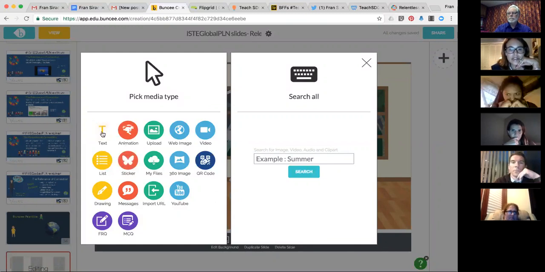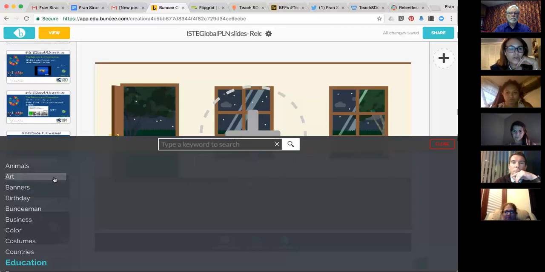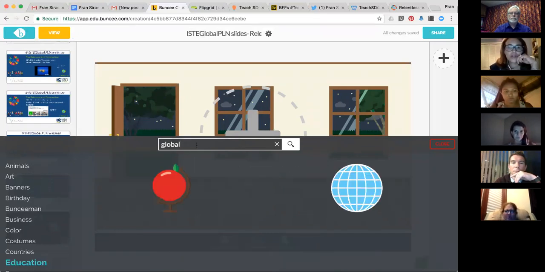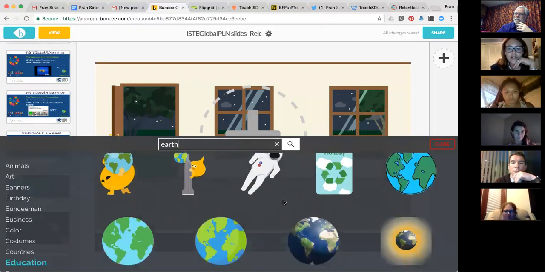So with text, they write something, and an animation is a sticker that moves, and then there's just a sticker. So we were talking about global. I'm going to type a keyword to search, and I might write global, or I might write Earth, and see what options come up. I'm not as thrilled with that, so I'm going to go to Earth. And then I have all these options.